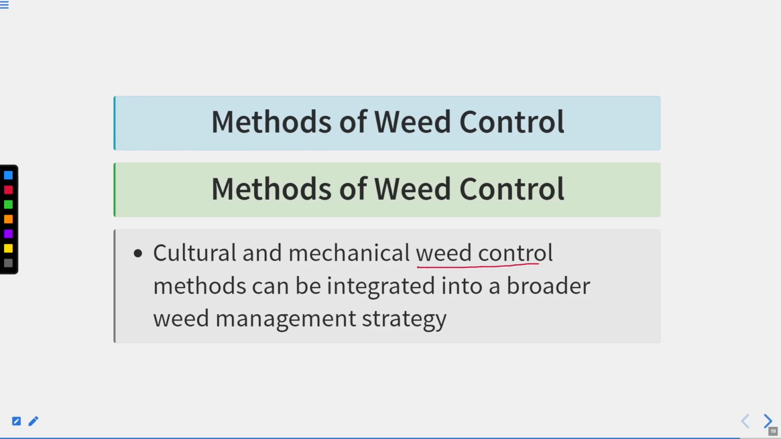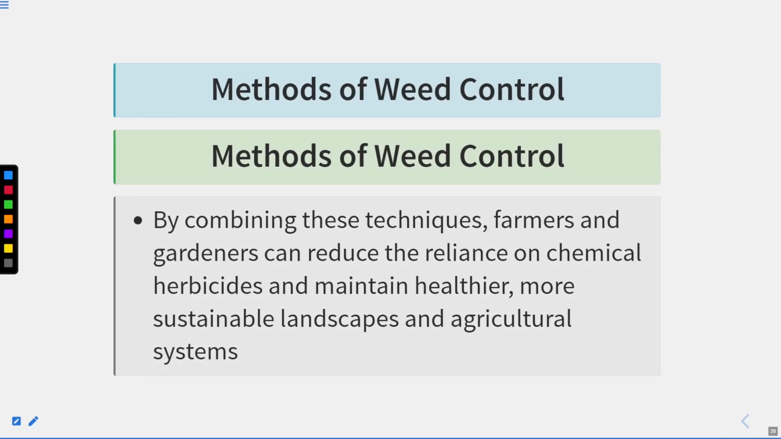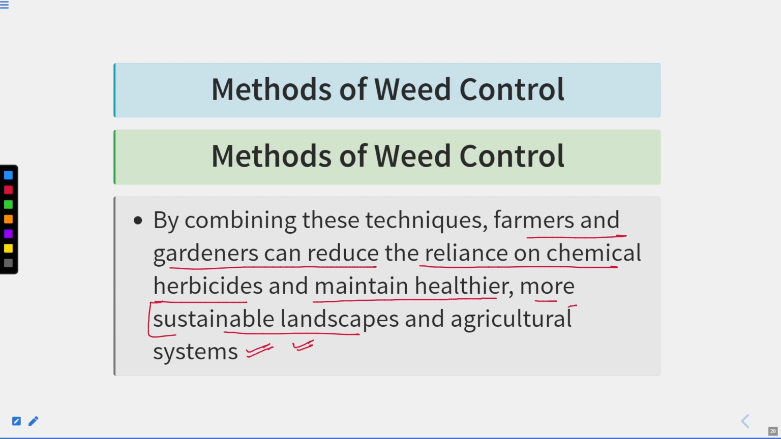Cultural and mechanical weed control methods can be integrated into a broader weed management strategy. Yes, these are some of the practices that can be used in a broader weed management strategy, right? By combining these techniques, farmers and gardeners can reduce their reliance on chemical herbicides and maintain a healthier, more sustainable landscape and agricultural system. So it is not altering our crop, it is not altering our soil, right? So this can be used for sustainable landscape and agricultural system development, right?